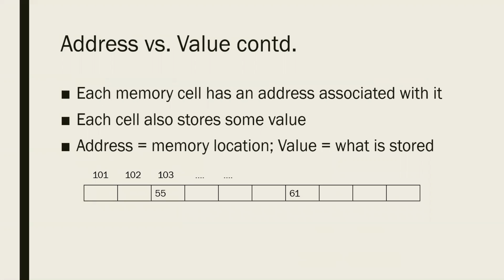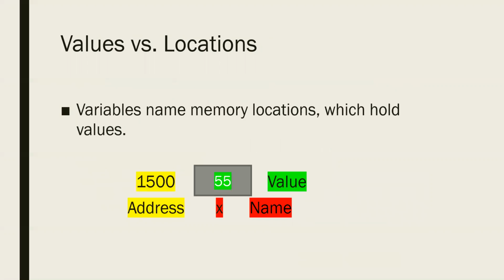Now let's talk about addresses versus values. Each memory cell has an address associated with it. Each cell also stores a value. So address equals memory location and value equals what is stored. As you can see in the table, each number has its own cell and has its own value. Now, values versus locations. Variables name memory locations which hold values. As you can see in the yellow, 1500 is the address, 55 is the value, and X is the name.